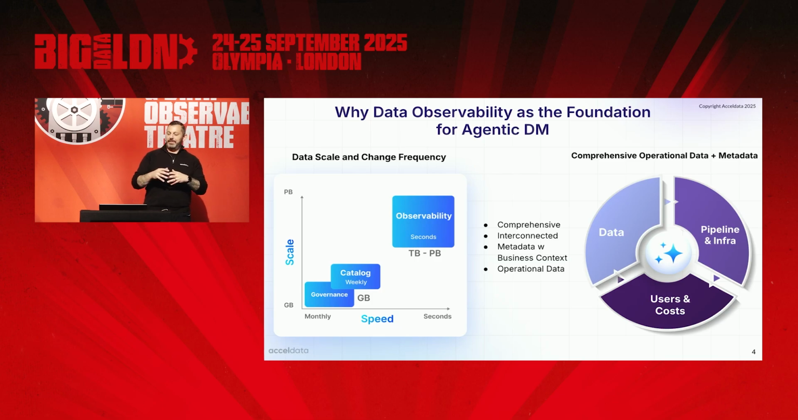And in the data observability world, we're doing this in a comprehensive manner, not just monitoring the reliability of the data, but the reliability of the pipeline and the infrastructure that's running the pipeline, as well as the users and the costs that those users are incurring by running those data pipelines. So we want you to make sure that you're using a data observability platform that's comprehensive, that has interconnected metadata with the context of the business that's using that, as well as monitoring the operational data as well.